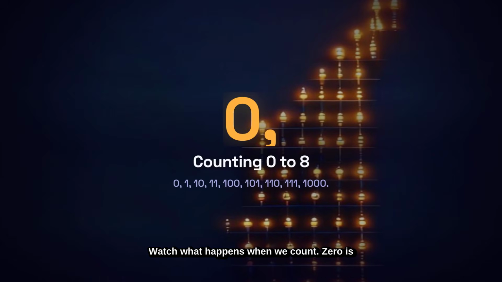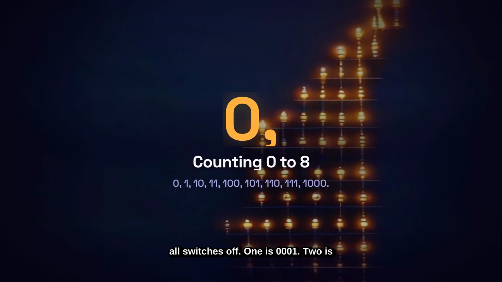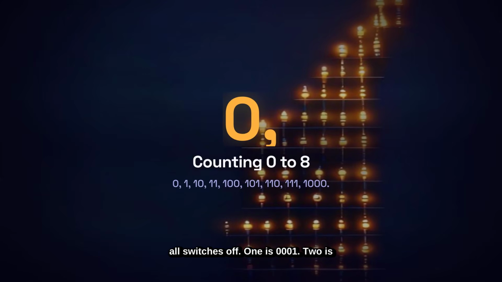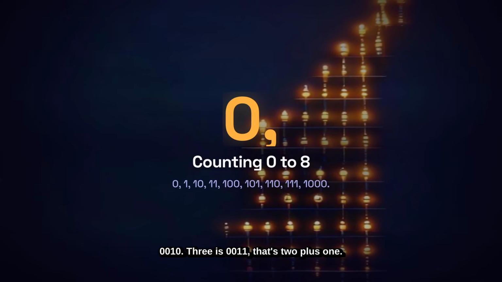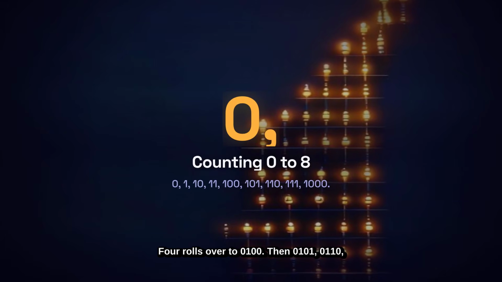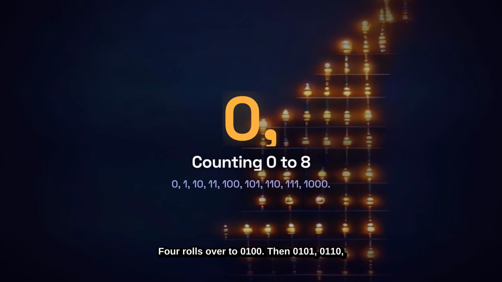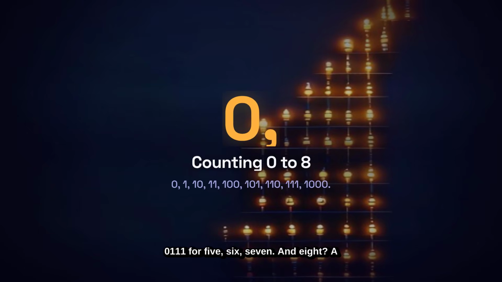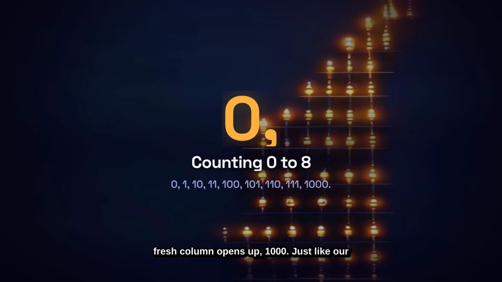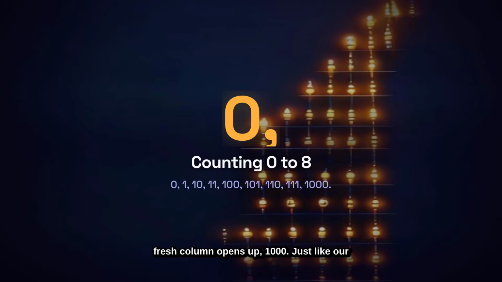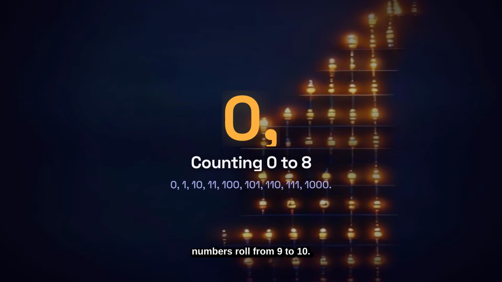Watch what happens when we count. 0 is all switches off. 1 is 1, 2 is 10, 3 is 11, that's 2 plus 1, 4 rolls over to 100. Then 101, 110, 111 for 5, 6, 7, and 8. A fresh column opens up, 1000, just like our numbers roll from 9 to 10.